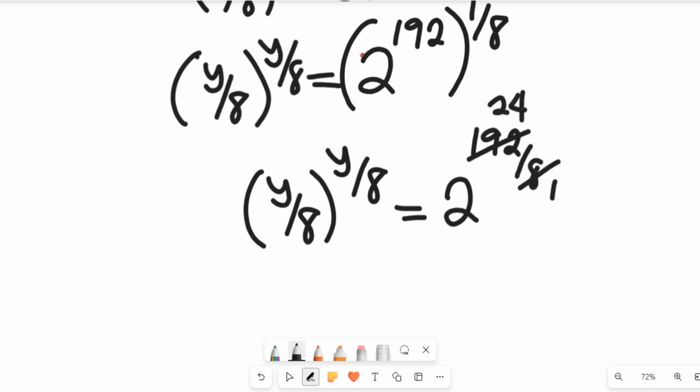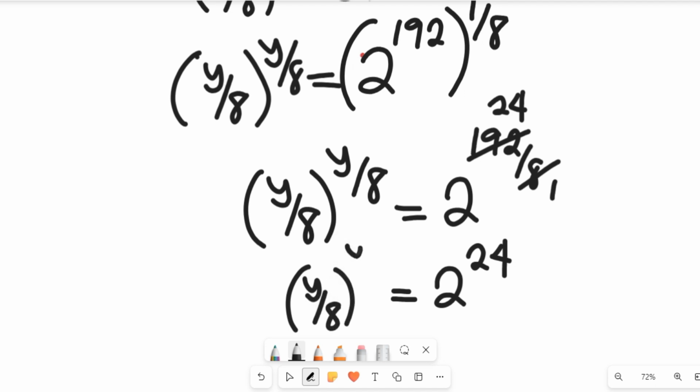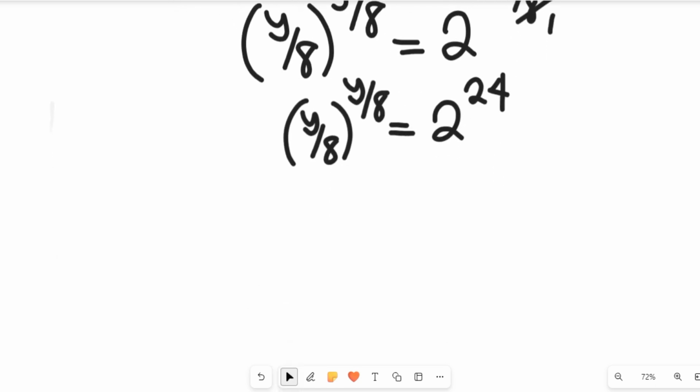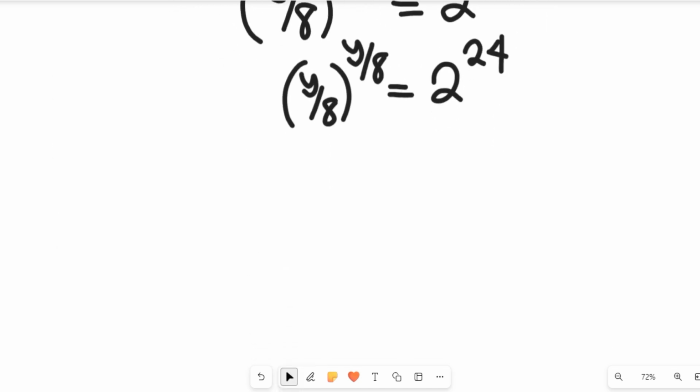Because 192 divided by 8 is 24. So this expression will give us 2 to the power of 24 equal to y divided by 8, all raised to the power of y divided by 8. Great. Now, let's see how we can simplify this further.